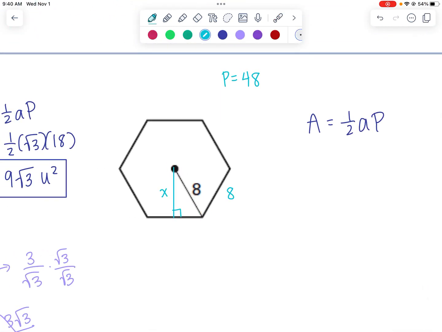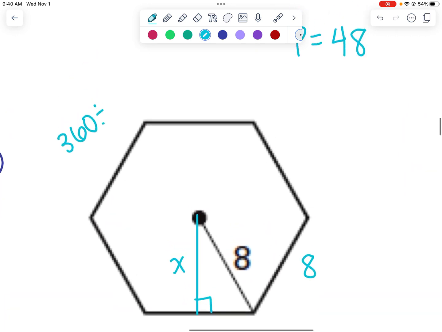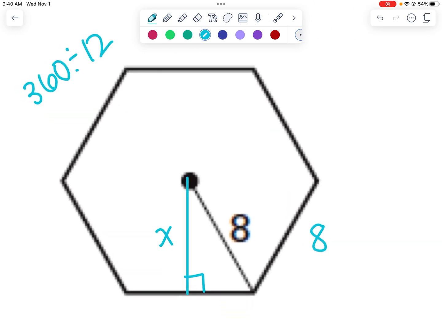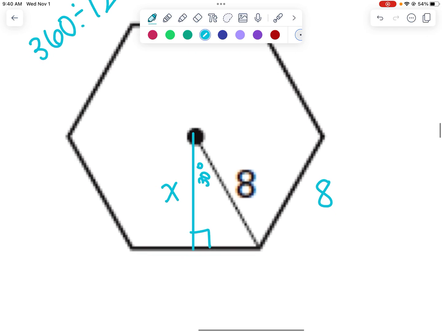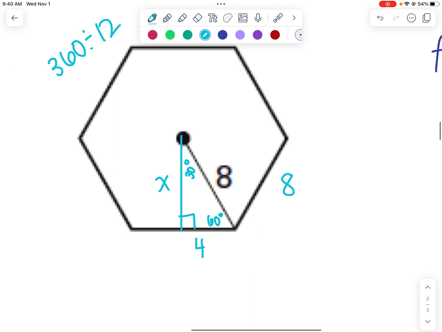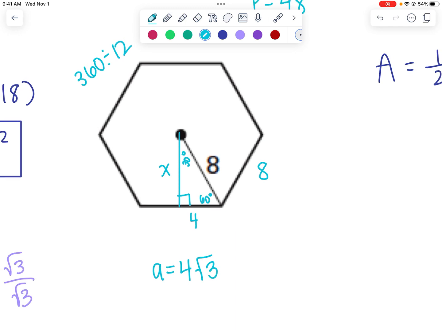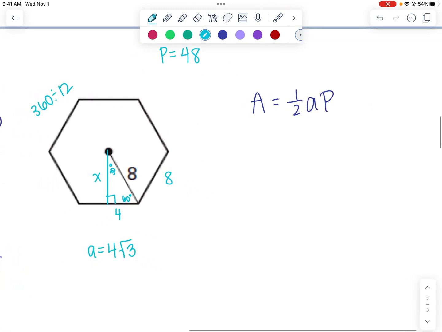So back to this one. If my hypotenuse is 8, 360 divided by, remember that there were 12 mini triangles. 360 divided by 12 would make this 30. I know the short leg would be half of 8, which is 4. This would be 60. What would that make the long leg? 4 root 3. And that rule works for hexagons only. So the apothem would be 4 root 3. So hexagons are nice because you can use that little shortcut where the radius and the side are the same and the apothem would just be half of it with the root 3 because it's the long leg.